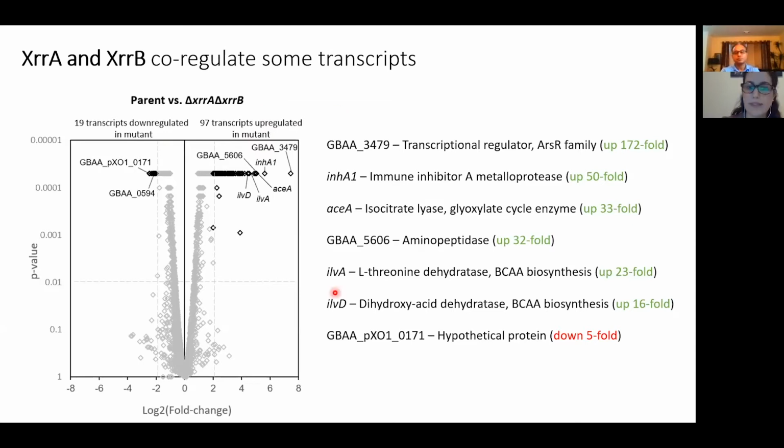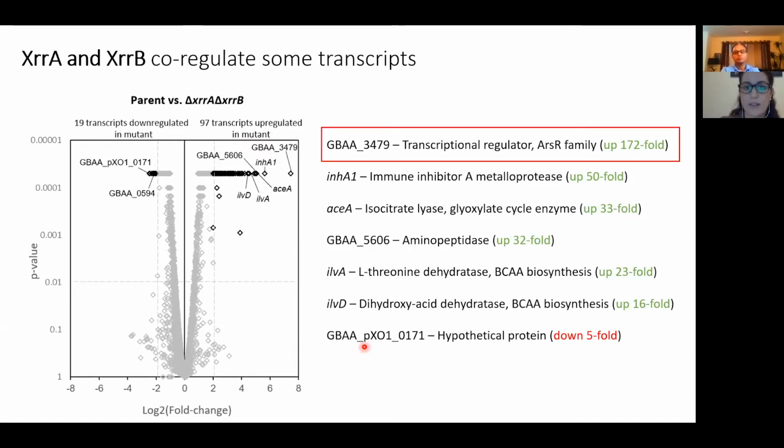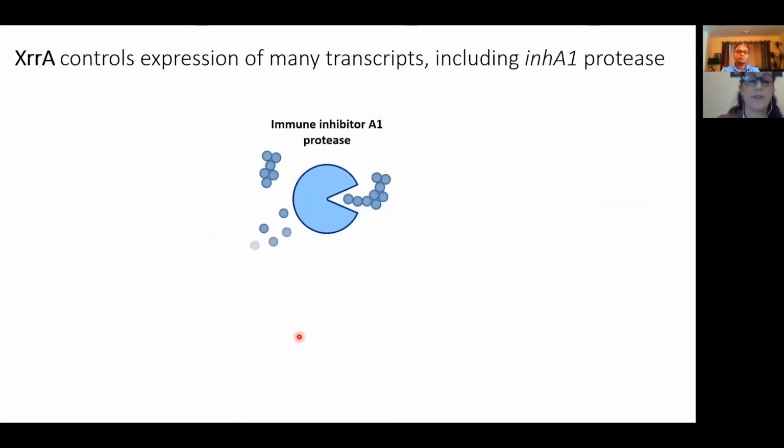I got some of the same hits that I got before for the SIR-A null, but there were also other transcripts that appear to be regulated only when both sRNAs are deleted. For example, this other putative transcriptional regulator, GBA3479, was very highly upregulated only in the double null mutant. But for the rest of my talk, like I said, I want to focus on SIR-A control of INHA1.